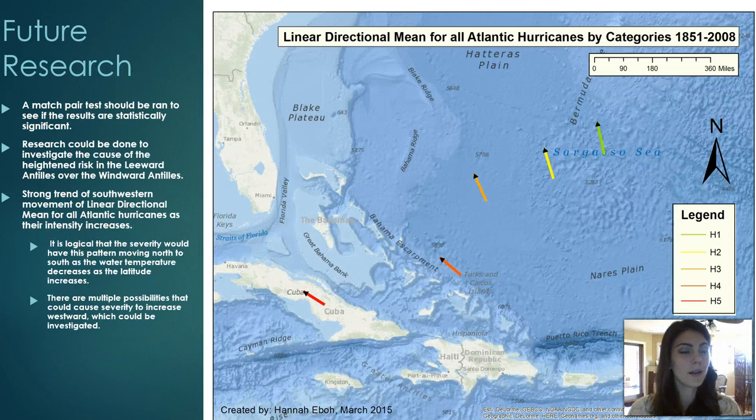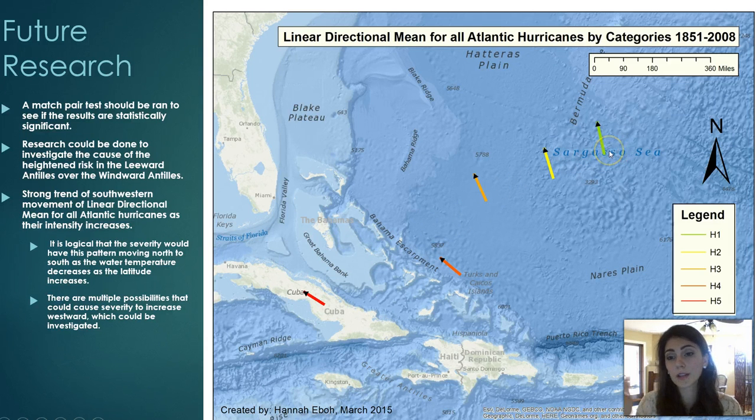Future research. I would like to run a matched pair test to see how statistically significant my results are. Also, I would like to do more research to try and identify if the Coriolis effect is in fact a cause of the heightened risk. Otherwise, what could other possibilities be? Could it be because of the ocean depth? What are other factors?